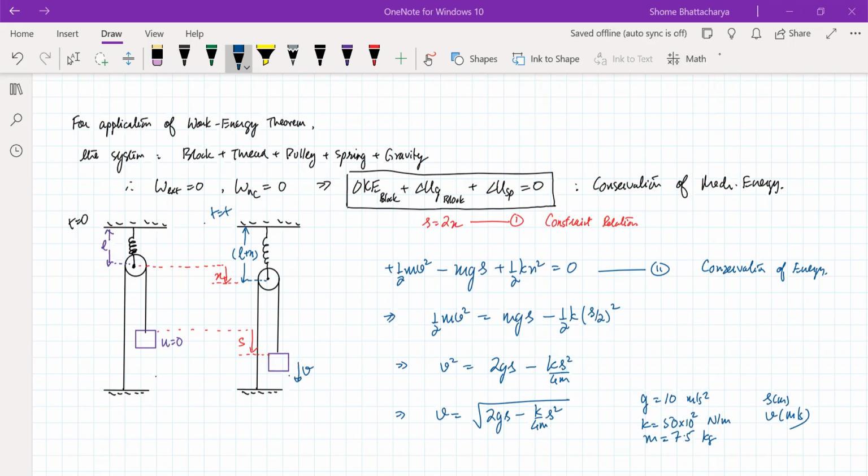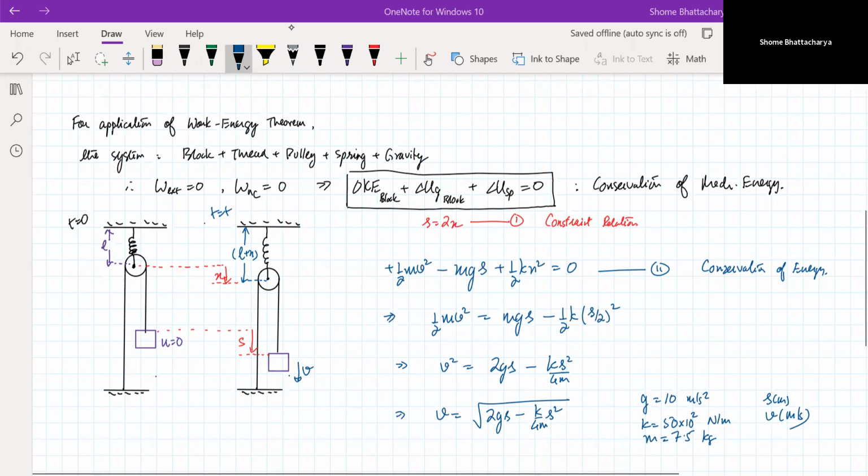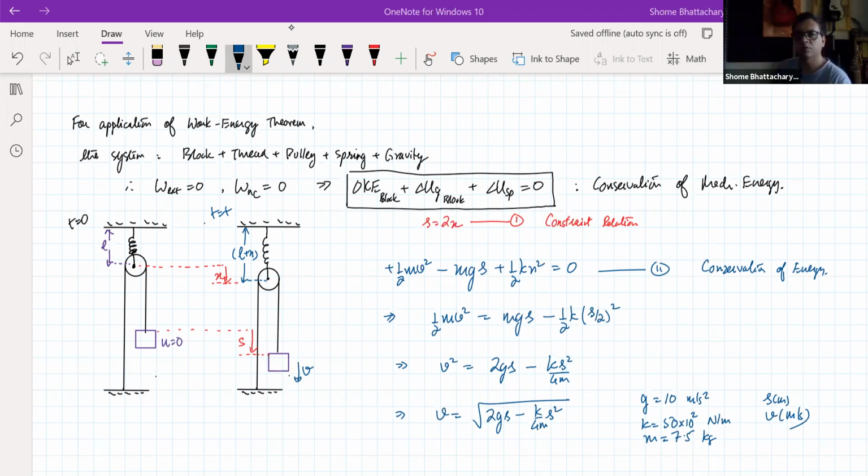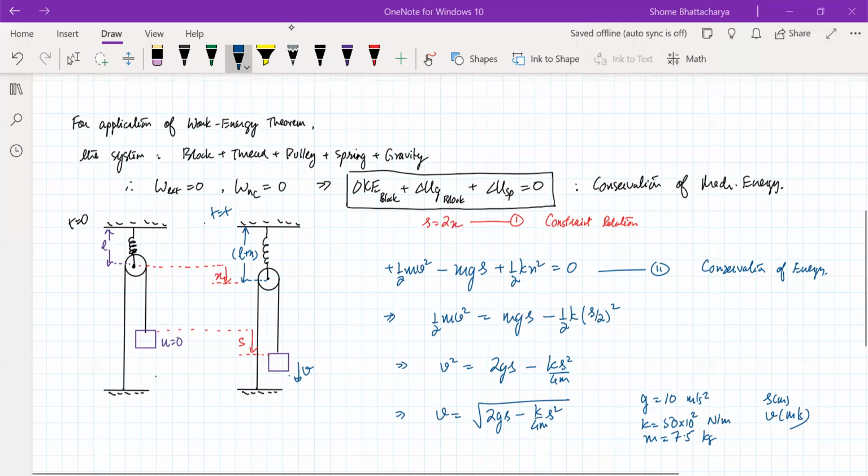Basically, we'll have to solve this for s as a function of time. So we'll have to write the velocity as ds by dt and integrate for s with respect to time. So you'll get the displacement as a function of time. Okay, but that's a little bit complicated. We will discuss that in a later chapter, simple harmonic motion. The time calculation of this type of question will be discussed in a later chapter. Right now, we will discuss the application of work energy.